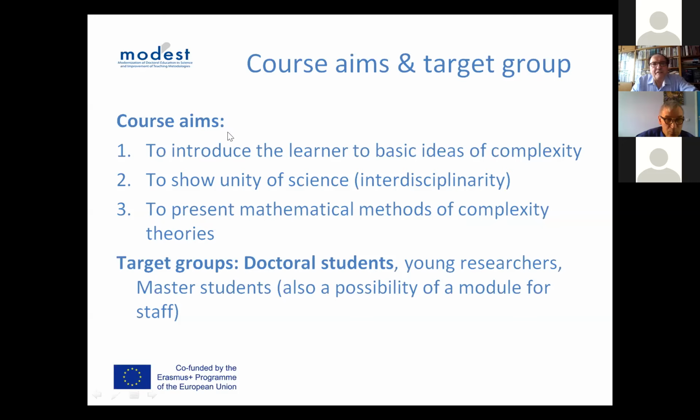The aim of our course is first to introduce the learner to basic ideas of complexity, because complexity theory is a very complicated thing. Therefore, we can give only an introduction and make some suggestions for further reading and learning. Second, to show the unity of science, as I showed you, and to present qualitatively some mathematical methods of complexity theories, which is feasible because there are even courses of mathematics for humanists, for social scientists, and so on. As for target groups, the main target group would be doctoral students, but it might also be interesting to young researchers, to master students, and also a possibility of a module for staff.